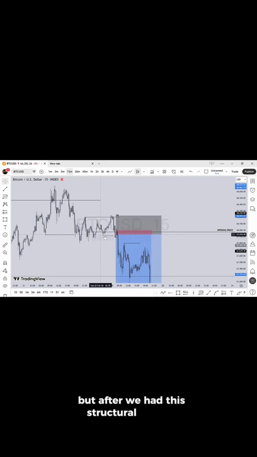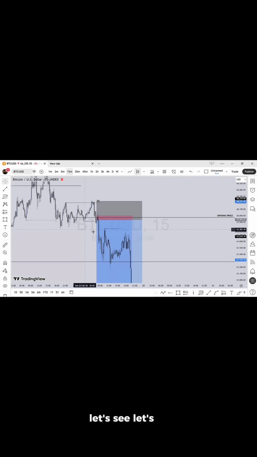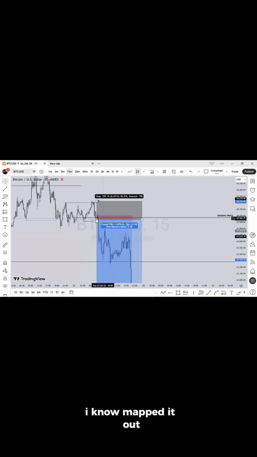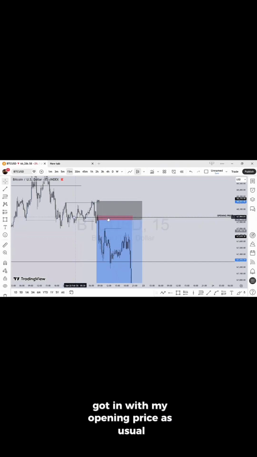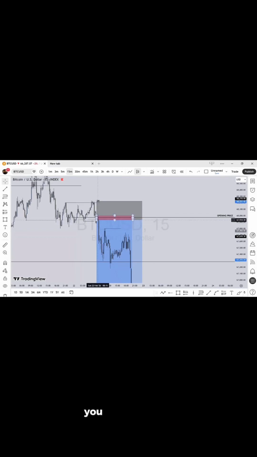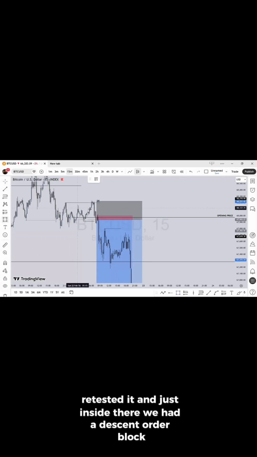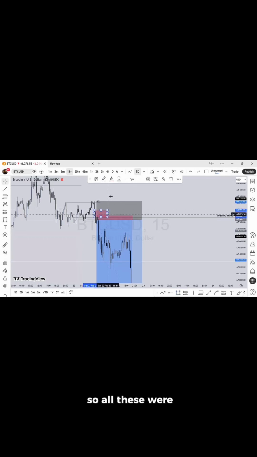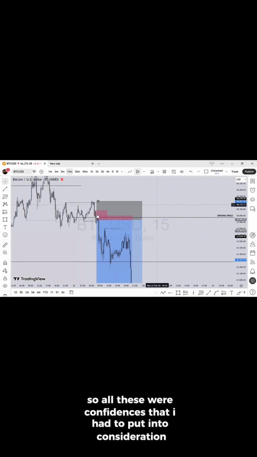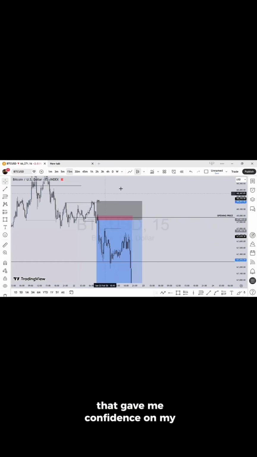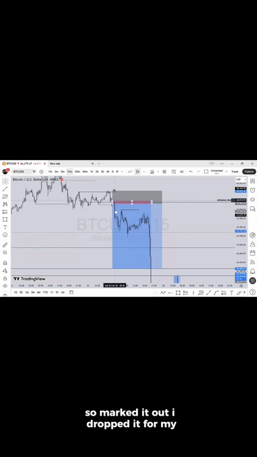But after we had this structural shift to the downside again, I was like, okay, let's see. I mapped it out, starting with my opening price as usual, which is my favorite model of entry. You can see price broke below the opening price, retested it, and just inside there we had a decent order block. All these were confluences that gave me confidence on my MetaTrader. So I marked it out and dropped it to my boys in the signal group, and they all made crazy money.